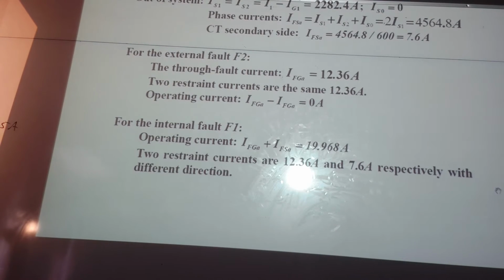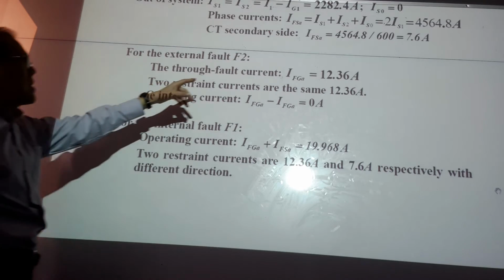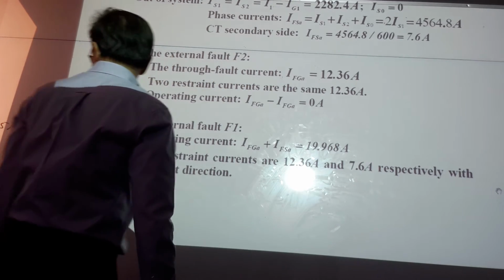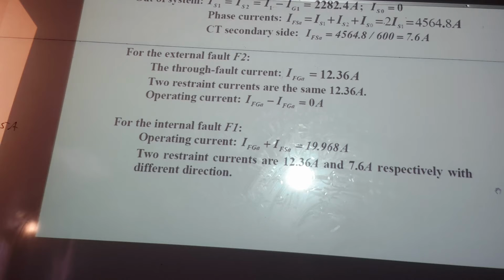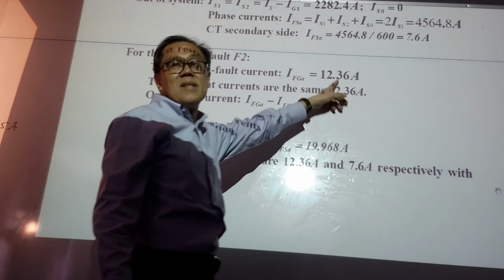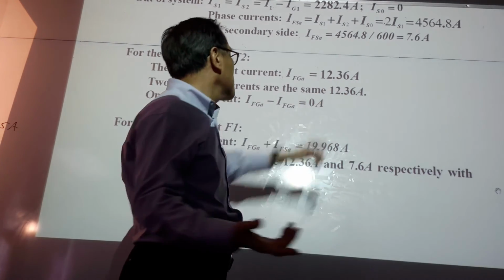Okay. So now you figure out the external fault. External fault means here, F2. Yeah. So F2 means the generator will supply from here to here. So both CTs see the same values, right? And of course, there will be another current that comes here. So you will see that the true fault current IFGA is 12.36 because we already computed 12.36 here. But since the fault is here, the CT will see the same current as this one. So you expect this one, the secondary side, also 12.36. For the right CT, also 12.36.